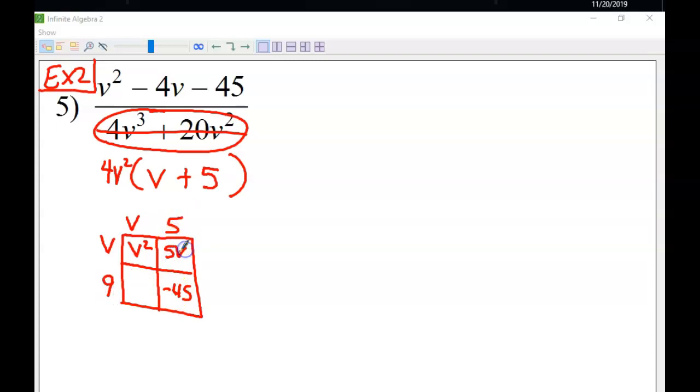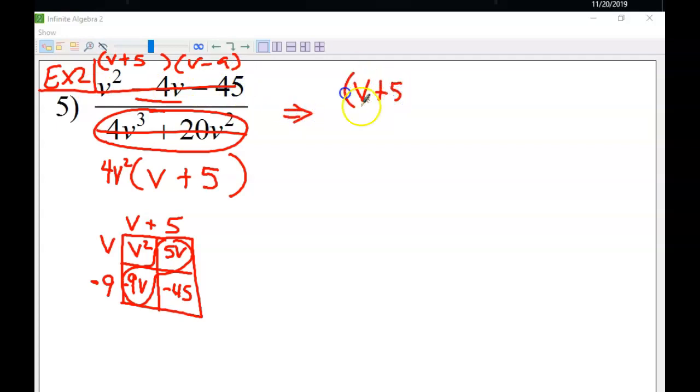Complete your box. Check to make sure these 2 add up to make the middle. I need it to be a negative 4. So that would happen if the 9 was negative, right? And so this thing here on the top has factored into v plus 5 and v minus 9. I'm going to rewrite it now a little bit cleaner. But we have completed step 1, which is to factor.